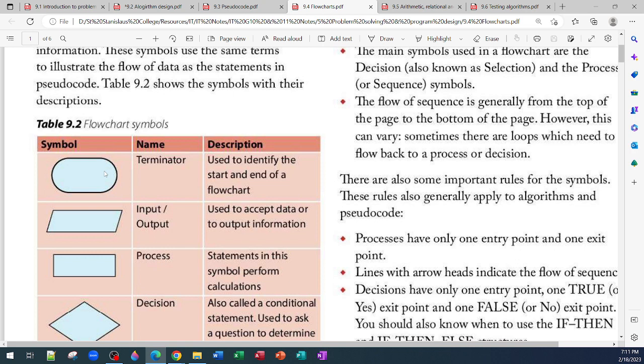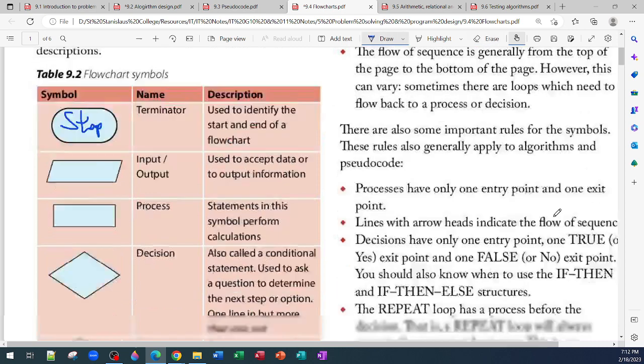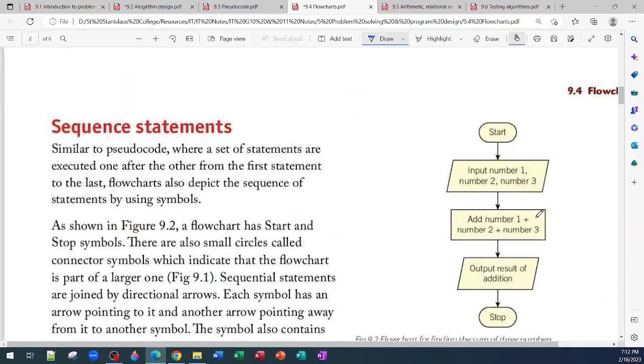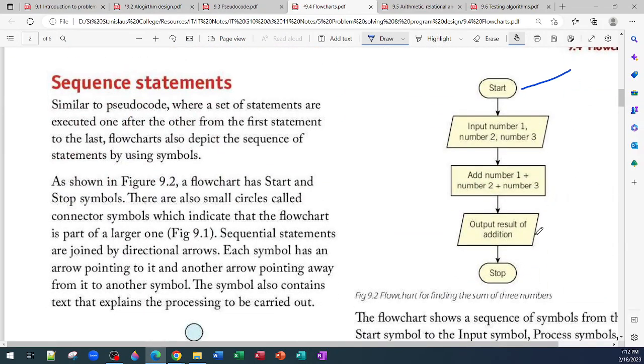So in the flowchart, you're going to use this symbol here because they might ask you in the exam to draw a flowchart. So you have to use this symbol here and put start inside of it to indicate that's the start. Or you put stop at the end to indicate that is the end of your pseudocode. So like this example here, we have start and we have stop.